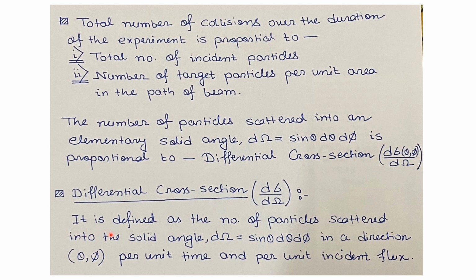It is defined as the number of particles scattered into the elementary solid angle d omega, that is sine theta d theta d phi, in a direction theta comma phi per unit time and per unit incident flux. Now the incident flux means the number of incident particles per unit area per unit time.